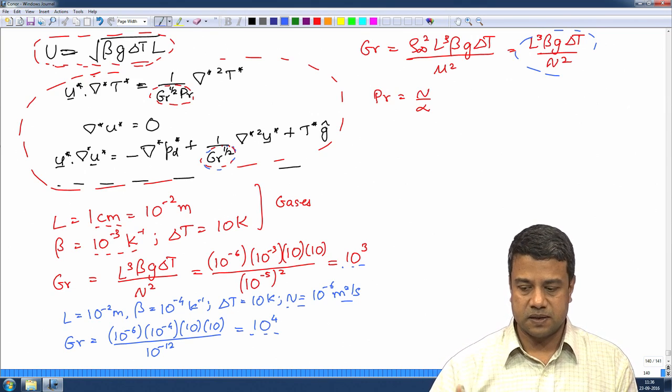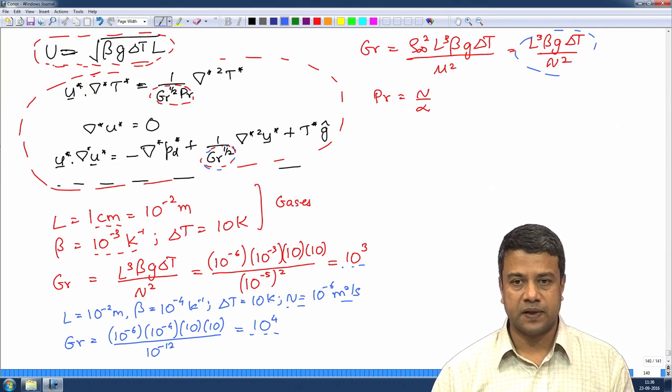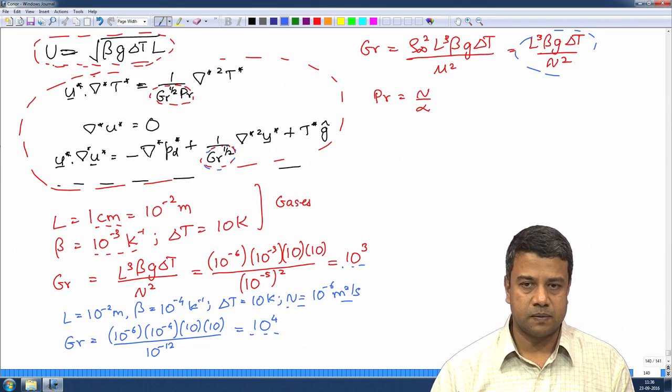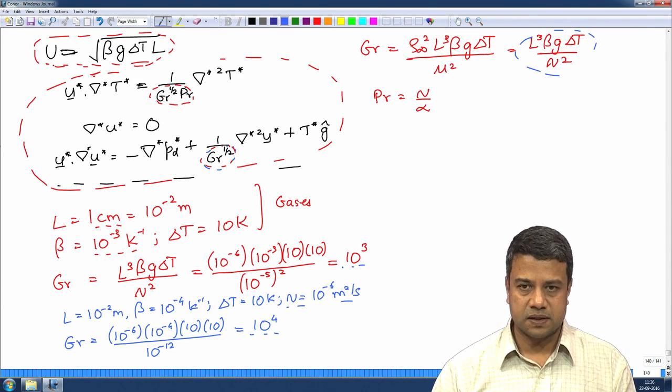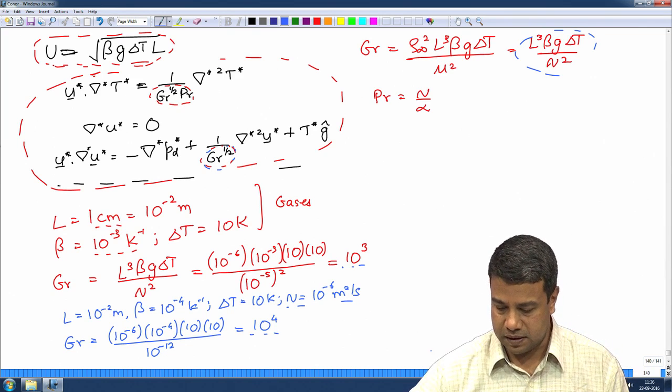It is especially large because it depends upon the length scale. If I change the length scale from a centimeter to a meter, the Grashof number will increase by a factor of 10 power 6. So, it is usually large. Therefore, we can consider the case of the high Grashof number limit, just as we had considered the case of high Peclet number for natural convection heat and mass transfer.